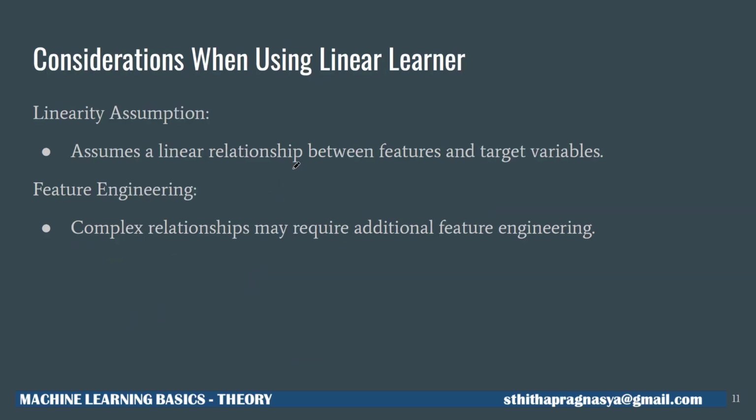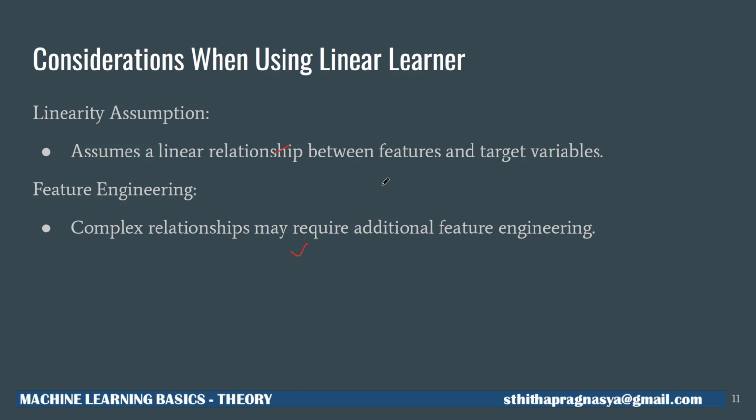And considerations: the algorithm assumes a linear relationship between features and the target variable. If the true relationship is non-linear, a linear model might not capture it well, leading to lower accuracy. Since linear models can't naturally handle complex relationships, feature engineering like creating interaction terms or using polynomial features might be necessary to improve performance. All right, so that's about the theory part of it.